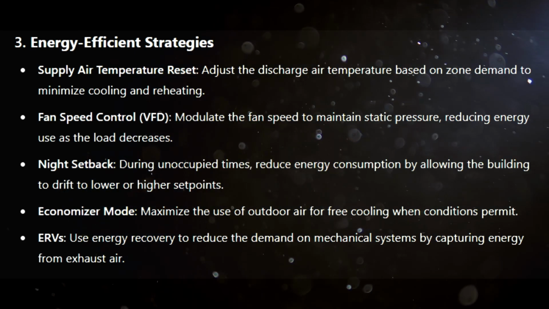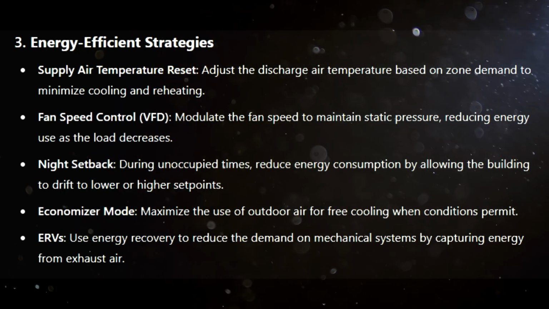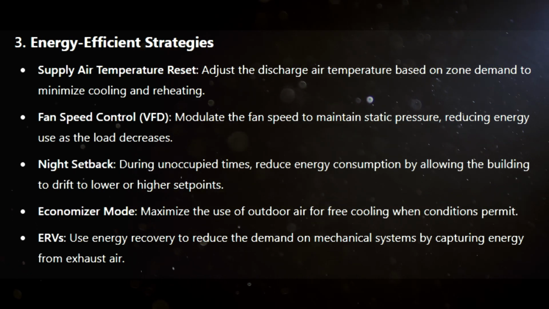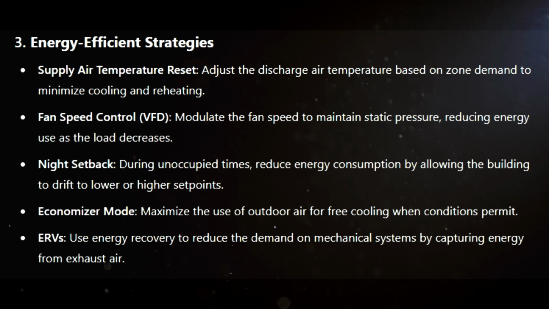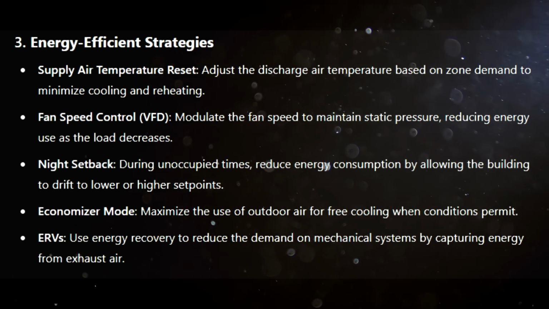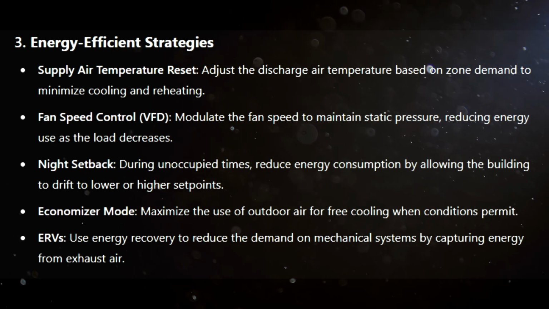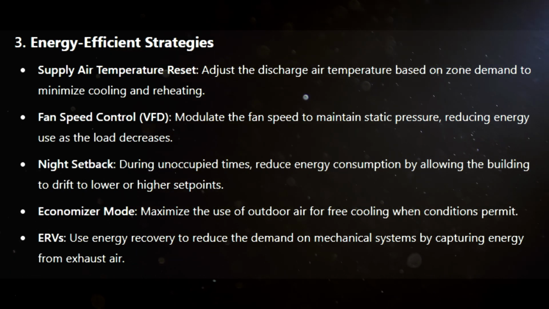3. Energy-efficient strategies. Supply air temperature reset. Adjust the discharge air temperature based on zone demand to minimize cooling and reheating. Fan speed control. VFDs modulate the fan speed to maintain static pressure, reducing energy use as the load decreases. Night setback. During unoccupied times, reduce energy consumption by allowing the building to drift to lower or higher set points. Economizer mode. Maximize the use of outdoor air for free cooling when conditions permit. ERVs use energy recovery to reduce the demand on mechanical systems by capturing energy from exhaust air. This sequence ensures that the VAV system operates efficiently while maintaining comfort, indoor air quality, and energy performance in a commercial medical office building.